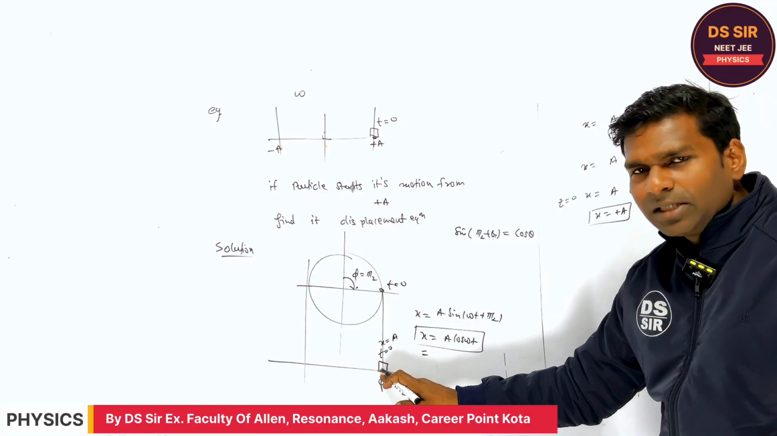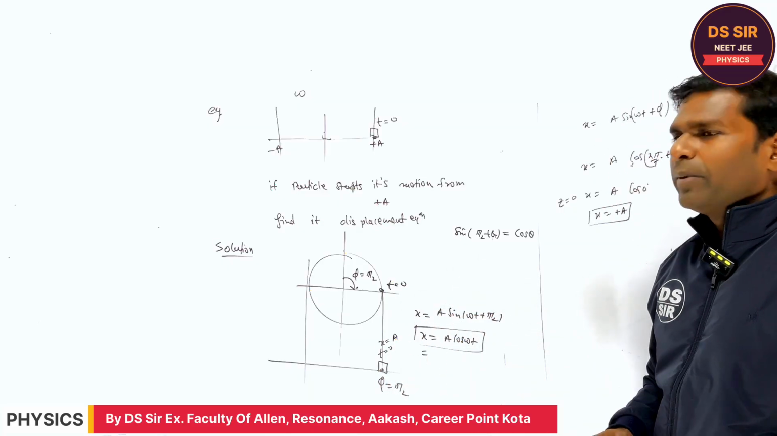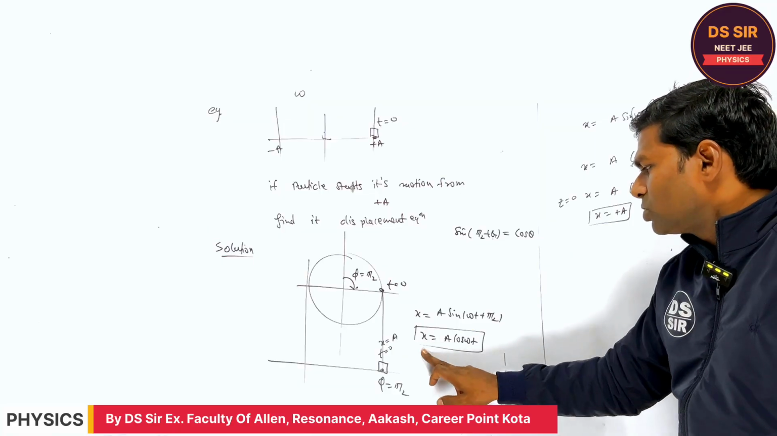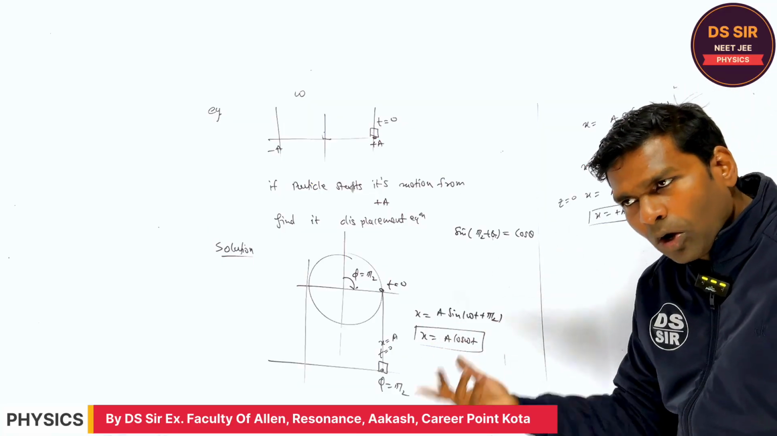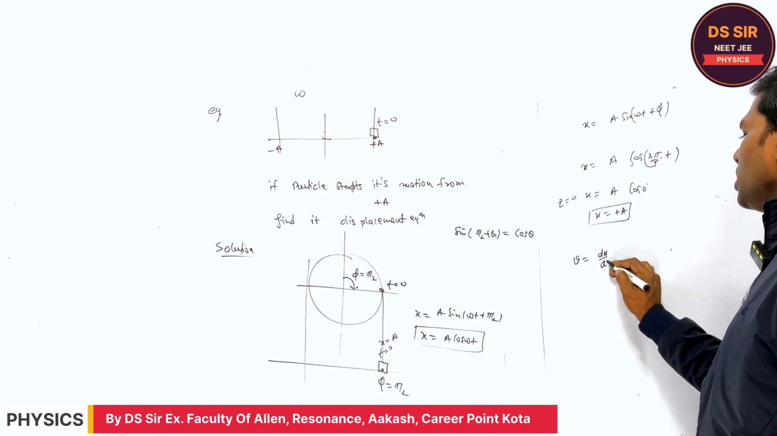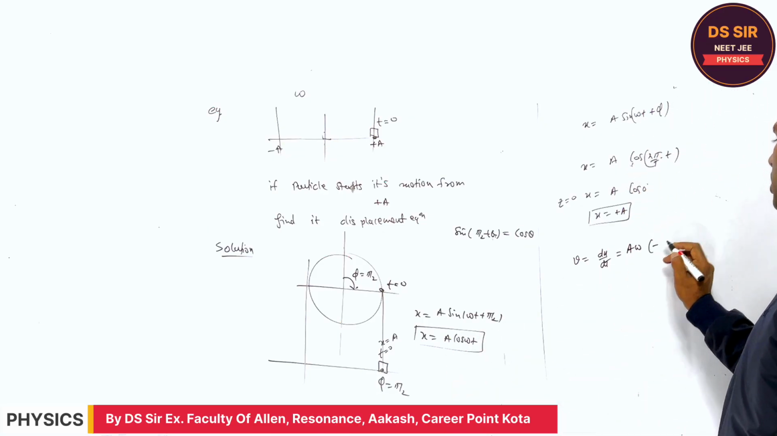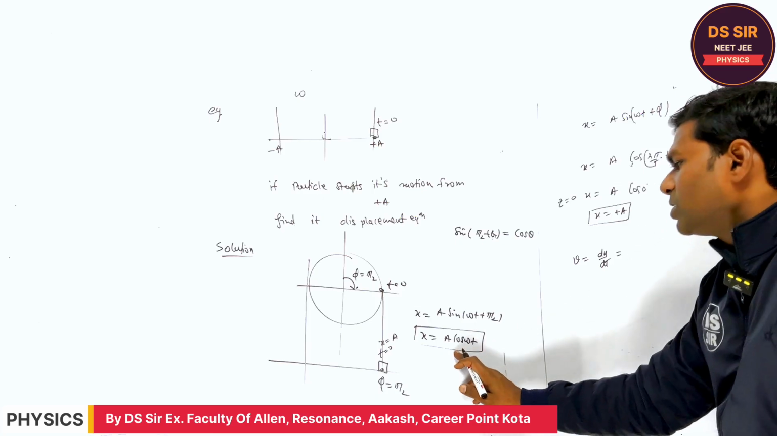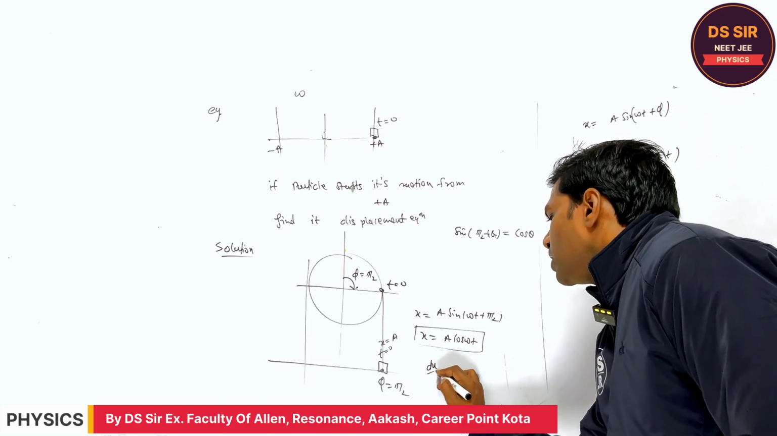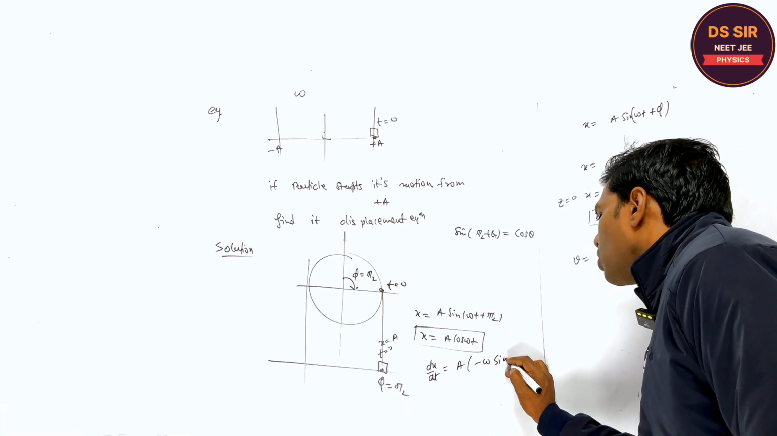So if the particle starts its motion from the right extreme, what is its displacement? What is the displacement equation? x is equal to a cos omega t. Now if they ask the velocity, what is the velocity? Velocity is dx upon dt. Differentiating, dx upon dt is equal to minus a omega sin omega t.